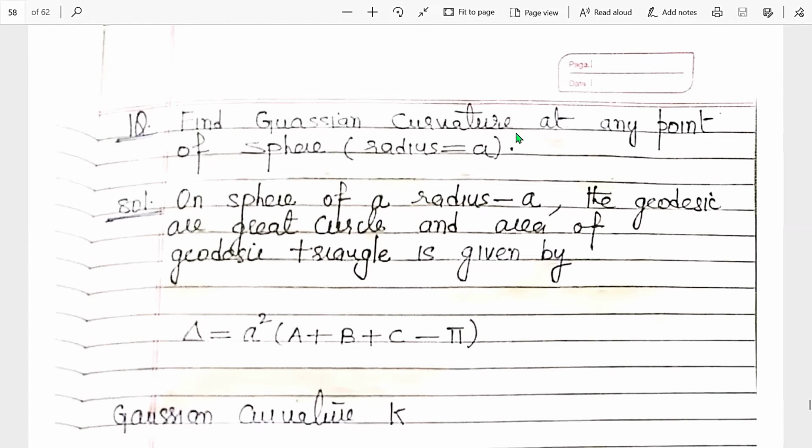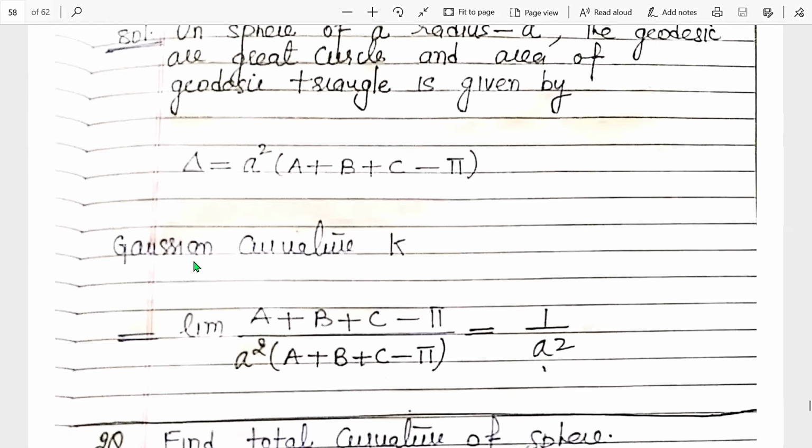Now find the Gaussian curvature at any point of a sphere. We know that on a sphere of radius a, the geodesics are the great circles, and the area of a geodesic triangle is given by a square times A plus B plus C minus pi. Then what is the Gaussian curvature? Using the formula A plus B plus C minus pi over the area, the total value is 1 by a square. So just use that formula.